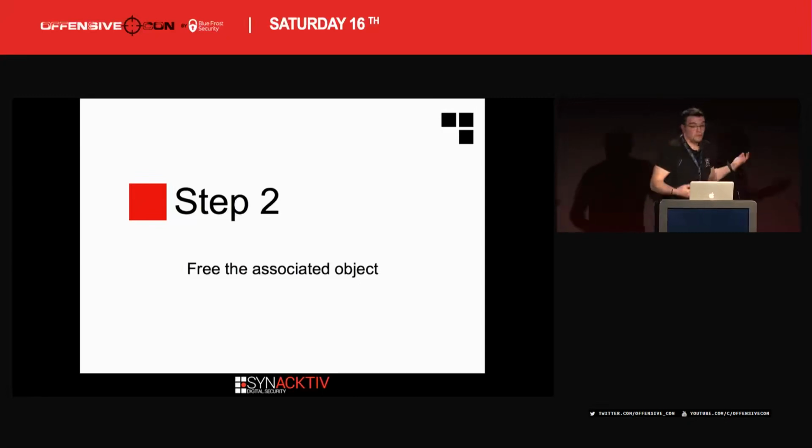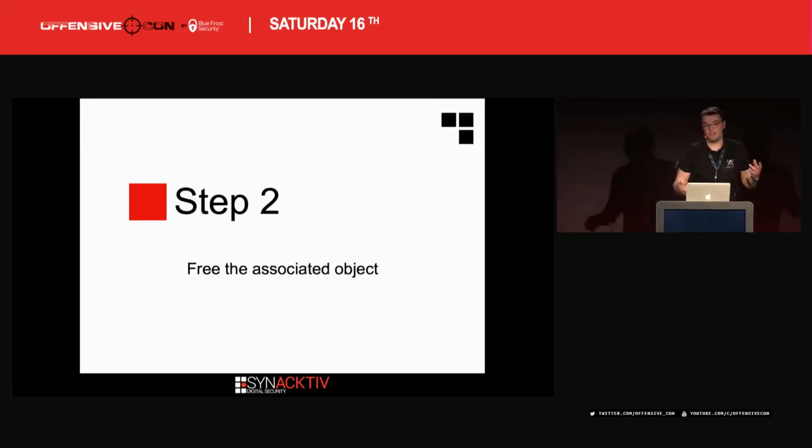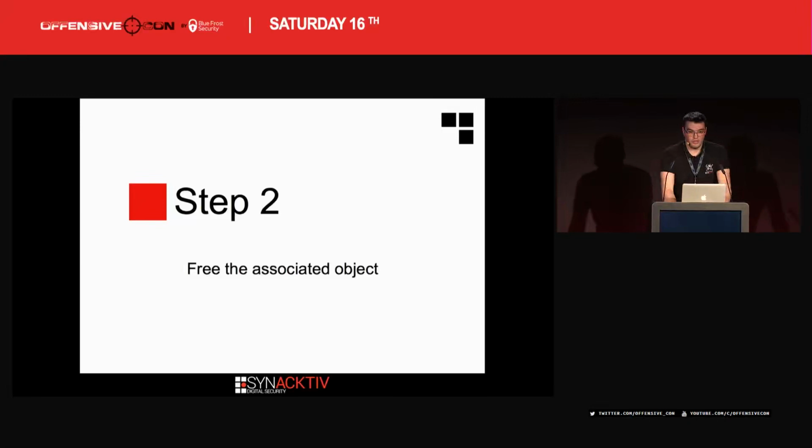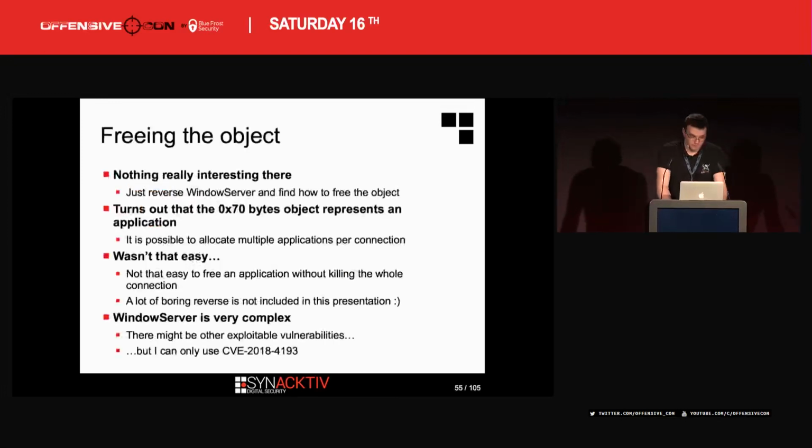Now what we want to do is to free the associated object to, oh, there is not much time left. It will be okay. We need to free the associated object to replace it with controlled data. So there is nothing really interesting there. It's just reversing the Windows server to find out what the allocated object is.